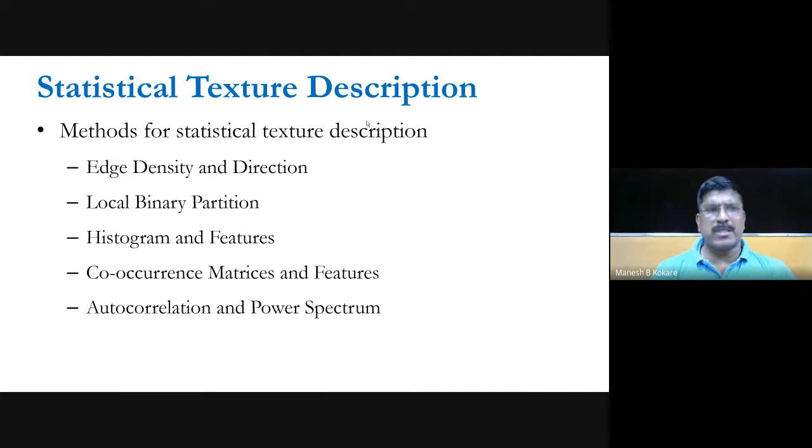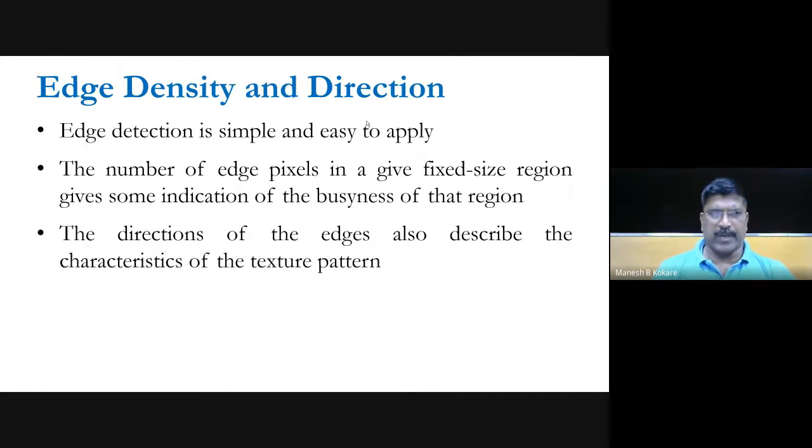First we'll study how to estimate the edge density and direction features. Then we'll study how to extract the LBP patterns from the image, then how to extract the histogram features of a textured image. Then how to find co-occurrence matrices and features from them, and then autocorrelation and power spectrum, and so on. So the first one is edge detection, which gives edge density and direction.